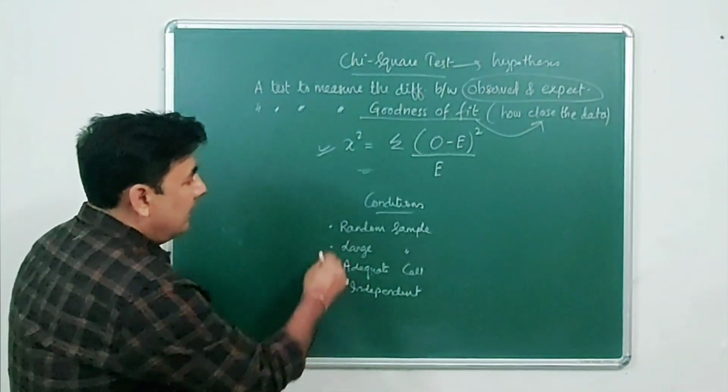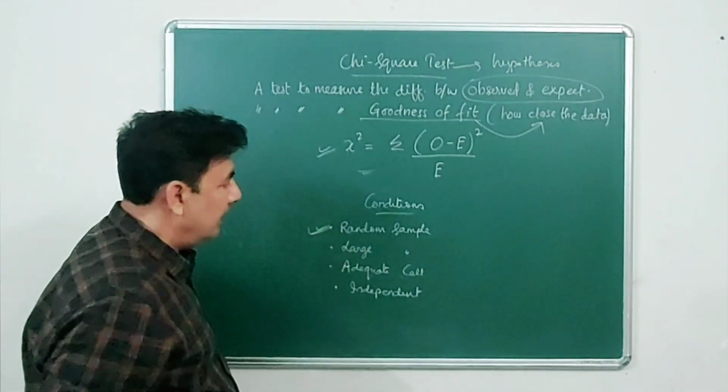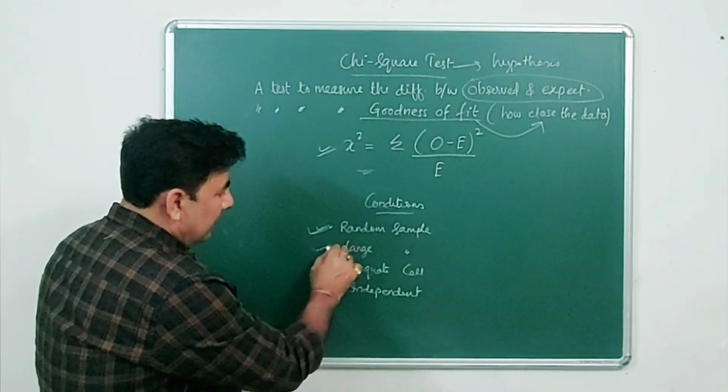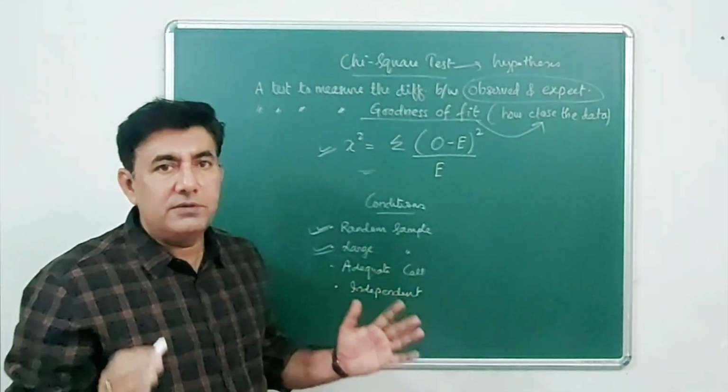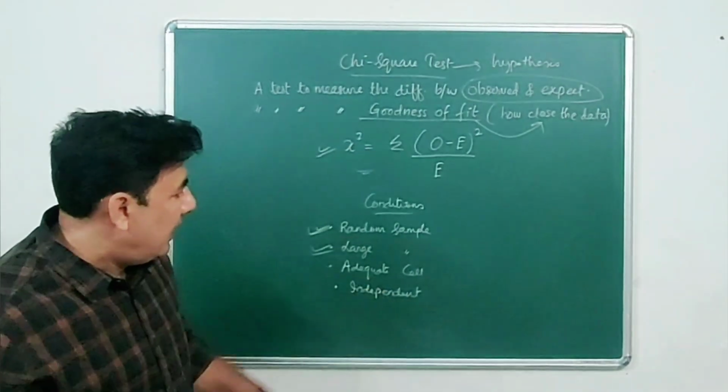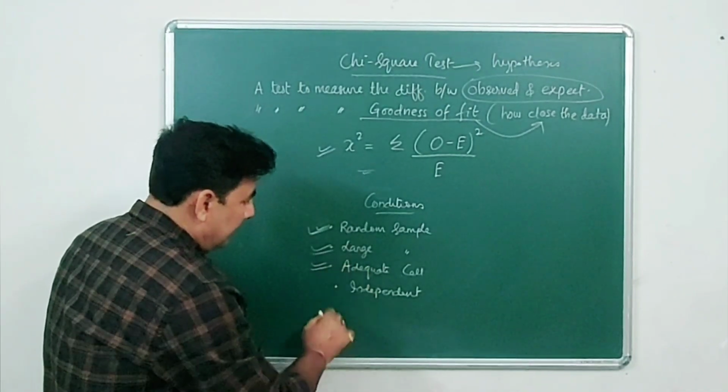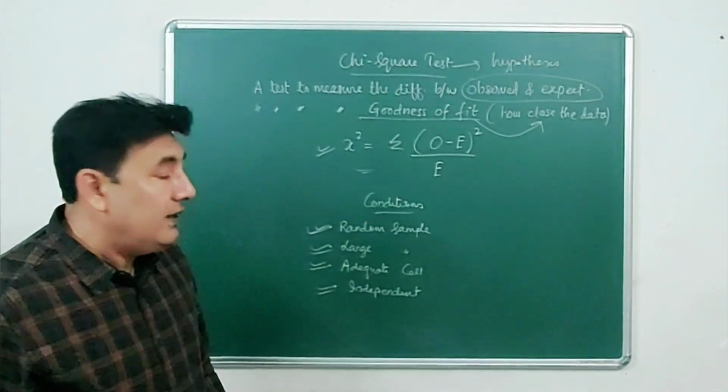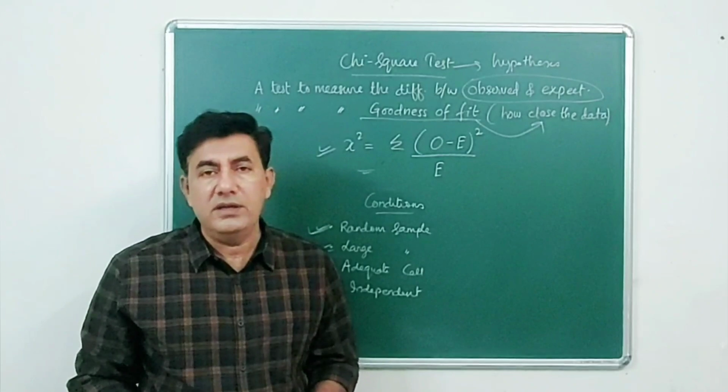And these assumptions or conditions should be followed in chi-square test. What are they? The sample should be collected randomly, and you must have an adequate, sufficient sample size, and there should be adequate cells, and the variables should be independent and not dependent on each other.